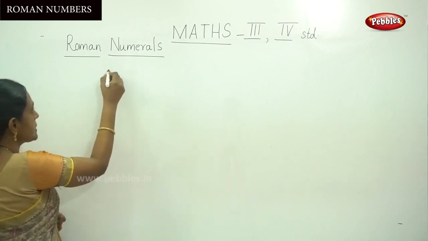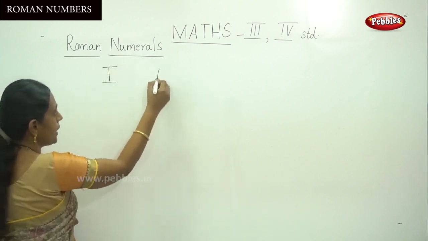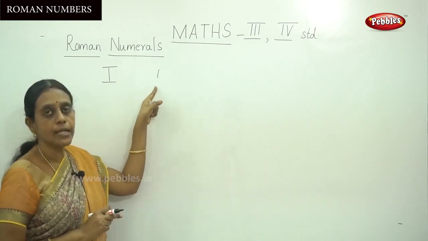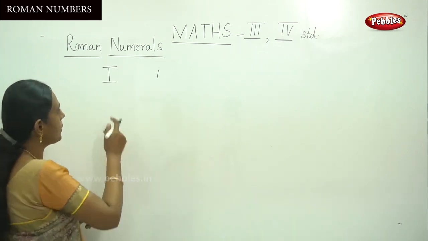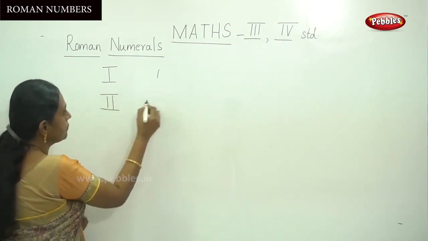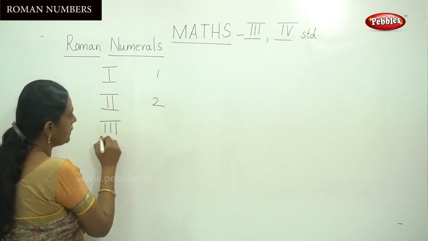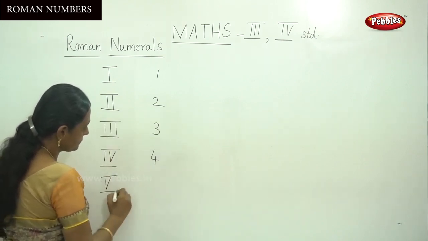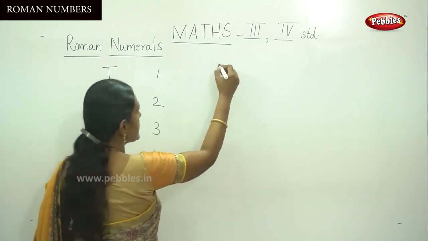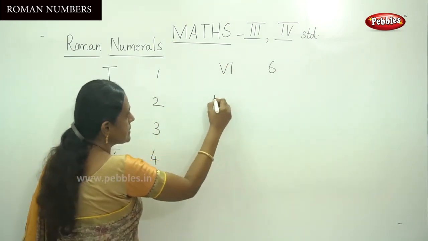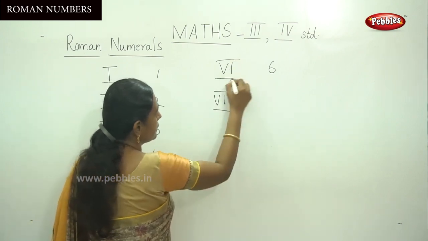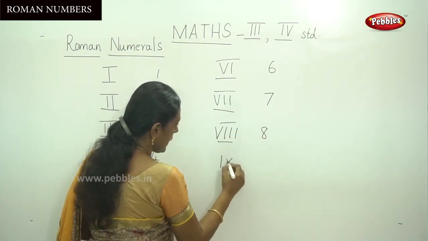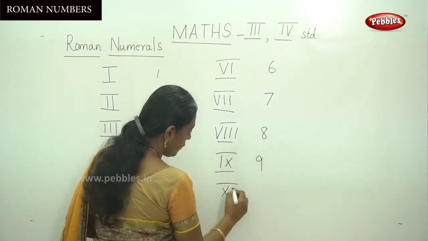First, this is 1. This column is the Hindu-Arabic number, the normal usage of our numbers, and this is the Roman numeral. And second for 2, and 3, and 4, and 5, and 6, and 7, and 8, and this is 9, and 10.